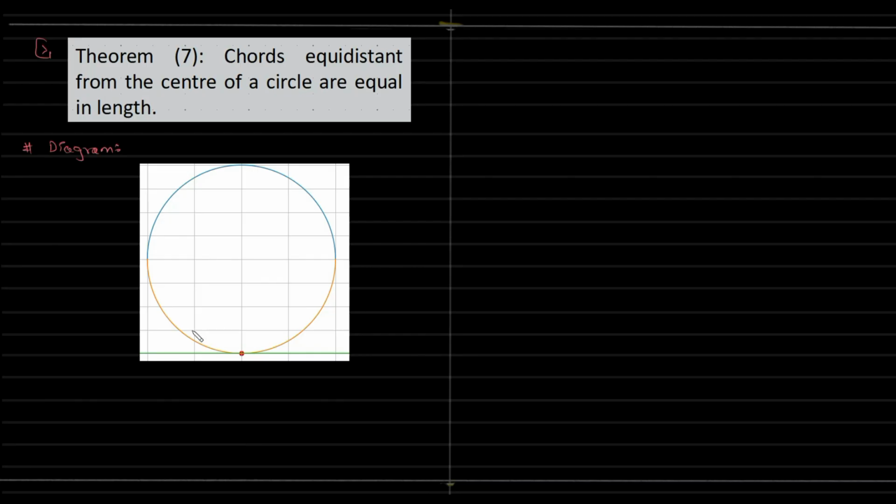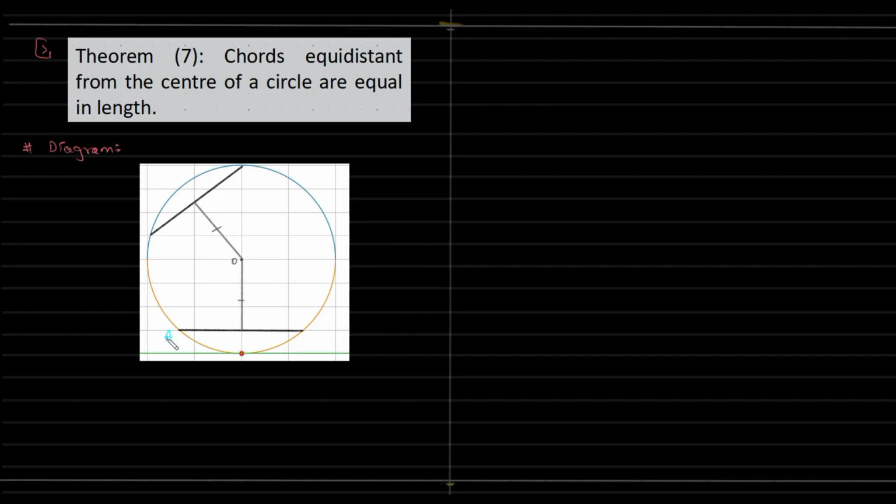So we are looking at a chord, and one more chord. If this is the center, and we have a perpendicular line and another perpendicular line. Here they have given that these two lines are of equal length. So let me name them.